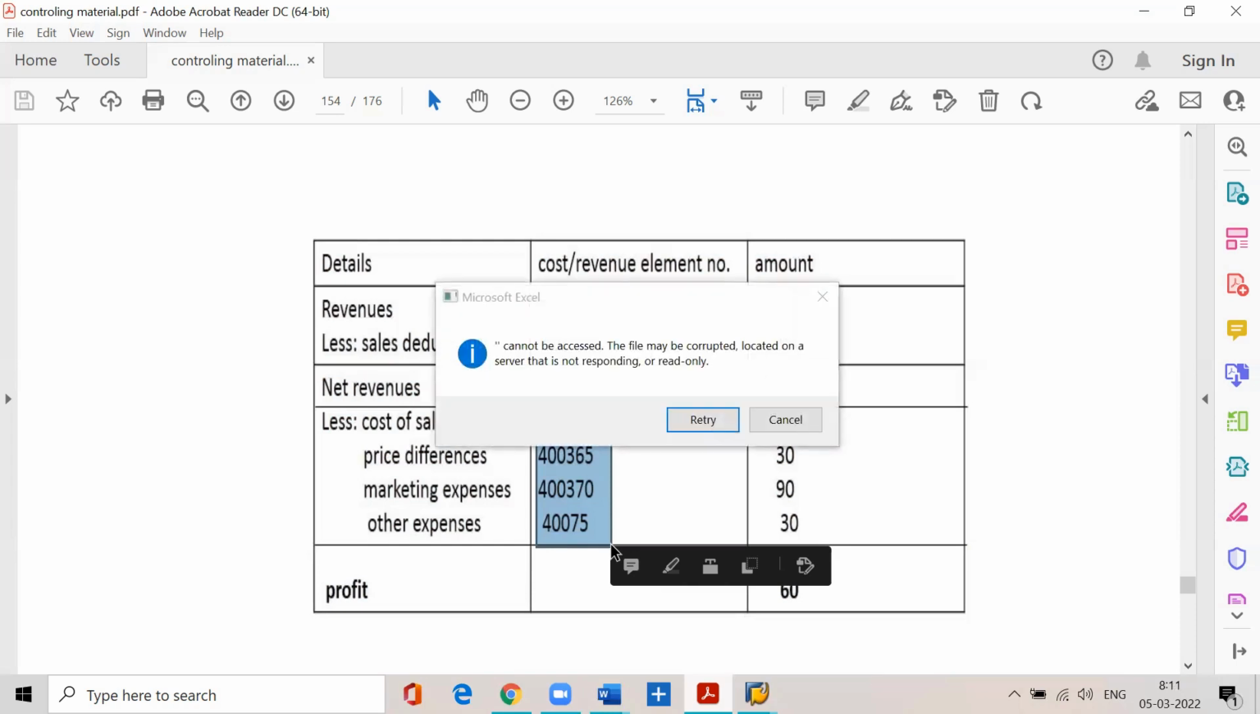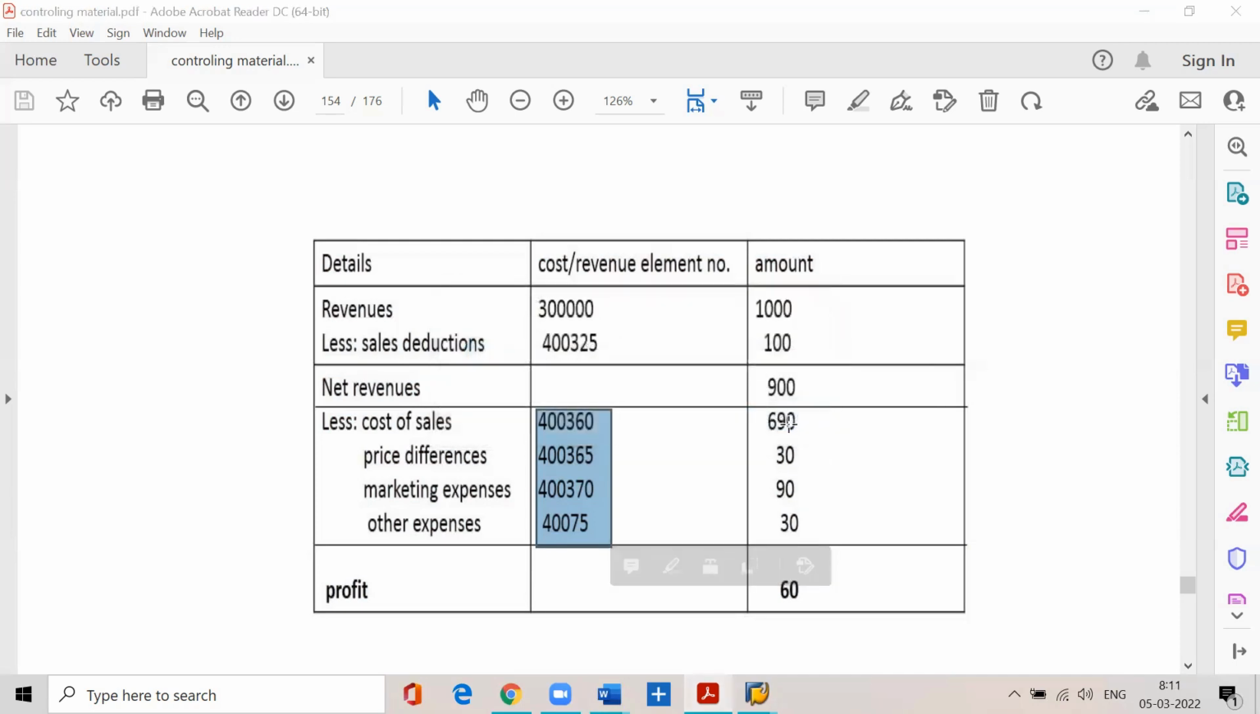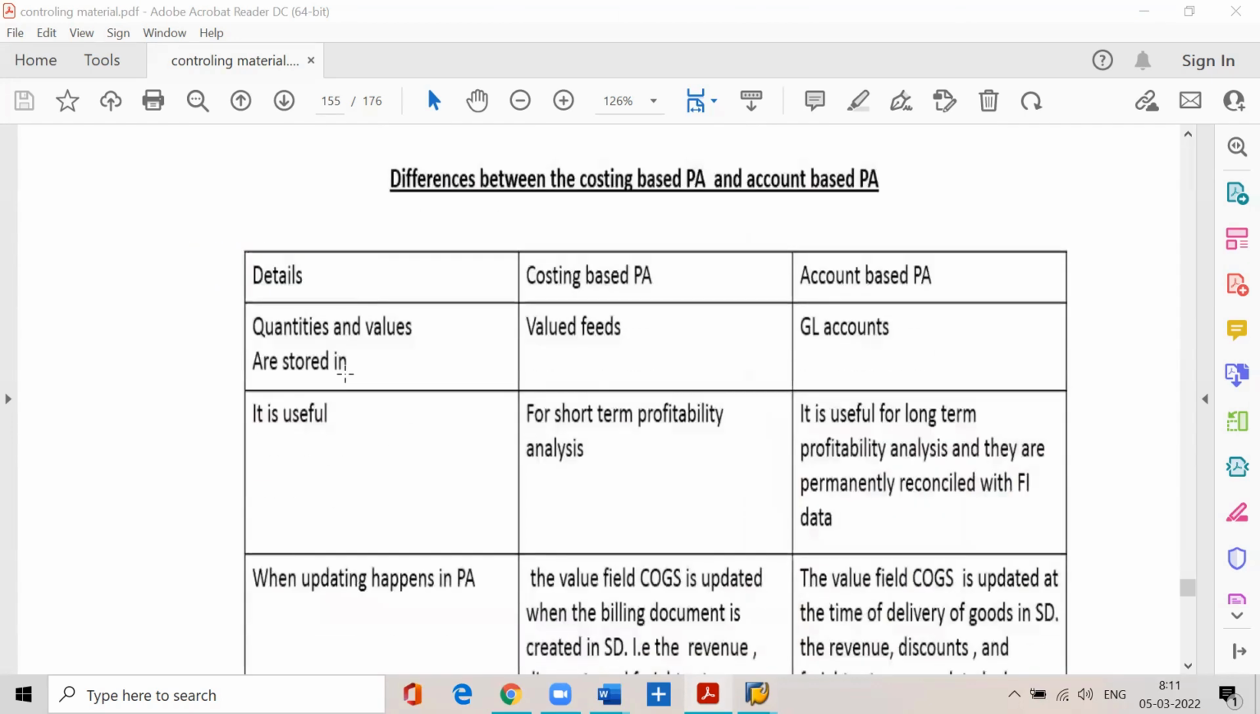So what is the difference between costing based COPA and account based COPA? Number one, in costing based COPA, the information is extracted through value fields, and you can report on quantities also. In account based COPA, information is extracted from the GL accounts in FI, and we cannot report upon the quantities. These are the two differences. In addition to that, there are some more differences.